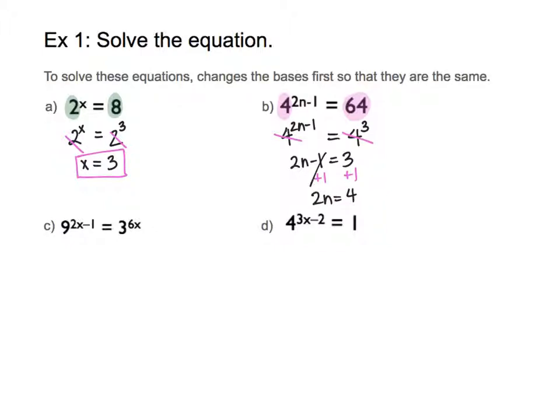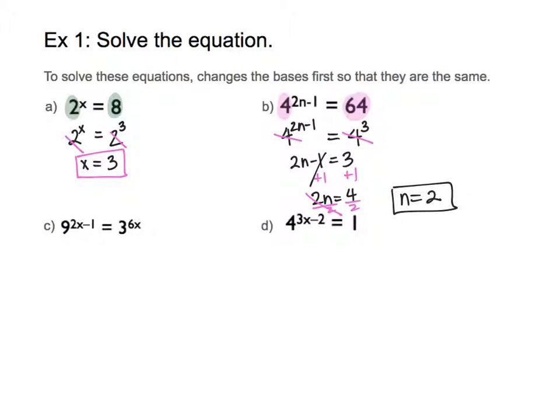And to get rid of that 2 on the end, I'm going to divide by 2. So that cancels. So n is equal to, let's see, 4 divided by 2 gives me 2. And so n is equal to 2. All right, let's try out part C.